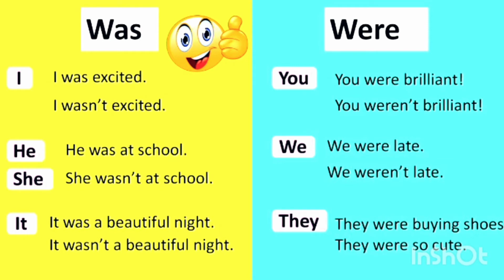Now we will see some examples with were. You weren't brilliant. We were late. We weren't late. They were buying shoes. They were so cute.